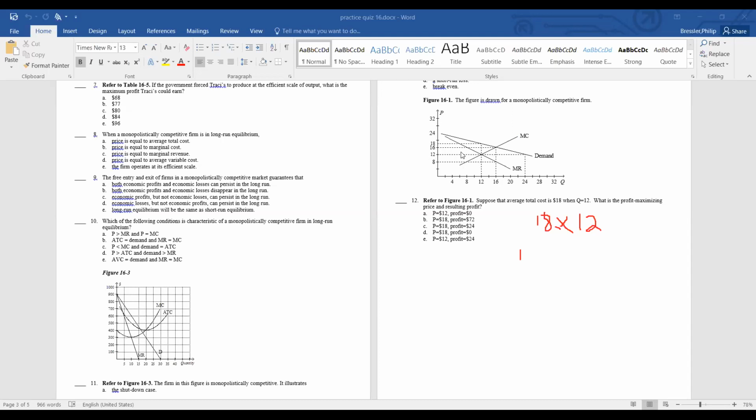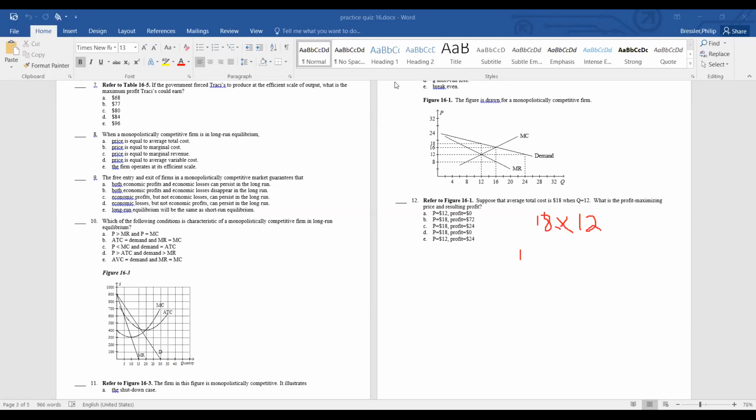Okay. All right, so just think about, like, they could ask you different numbers. They could even ask you, how about if the ATC is 16? And all you got to do is find your total cost, whatever your average total cost is, times 12. Also, they could say the quantity is 8. What would happen to profit maximize? Well, you'd want to increase. You always want to go to the profit maximizer. You always want to go to the profit maximizing price and the profit maximizing quantity.